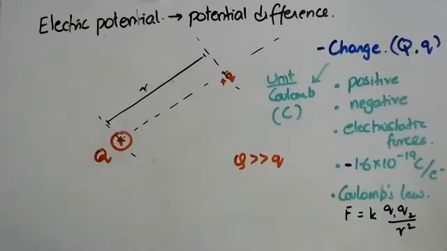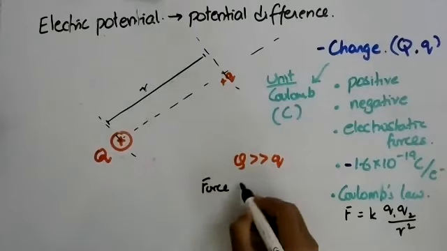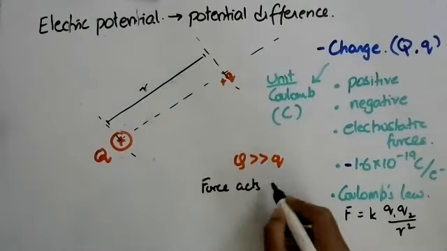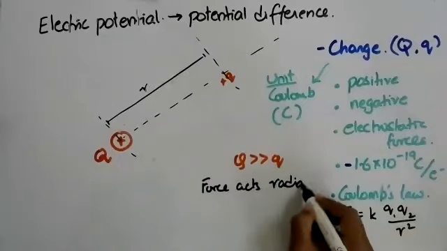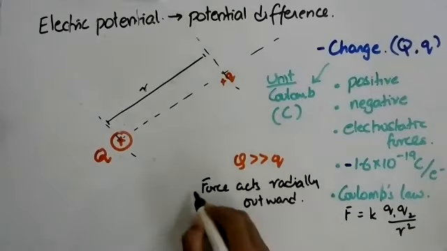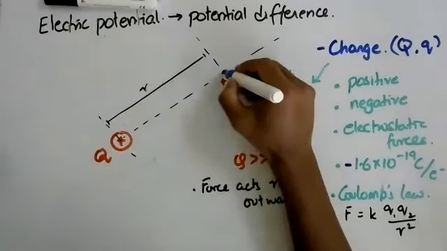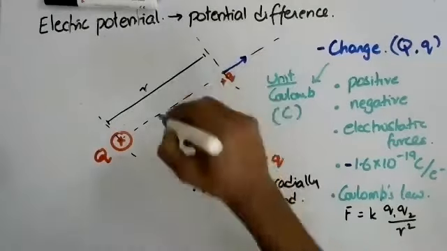Okay, so the correct way of stating in which direction it will be pushed is, you have to say the force acts radially outward. So the force with which it's going to be pushed is then going to be acting in this direction with reference to this particular diagram.